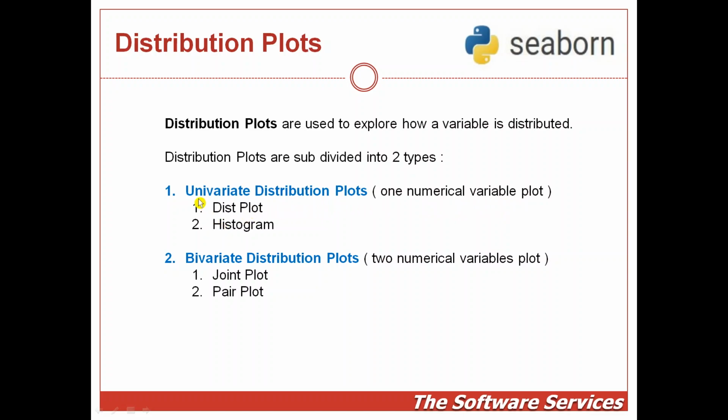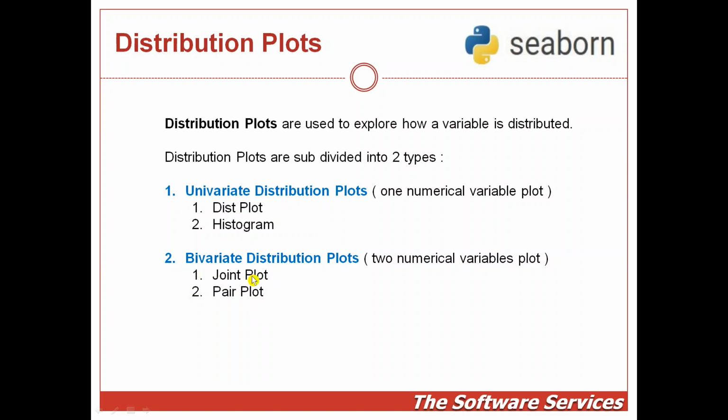Under these univariate distribution plots we have two: the first one is the dist plot and the second one is the histogram. The other classification is bivariate distribution plots, friends. Bivariate means we will take two columns of data, so both should be numerical variables, that means the columns should have numerical data in them. Under this category we have the joint plot and the pair plot.